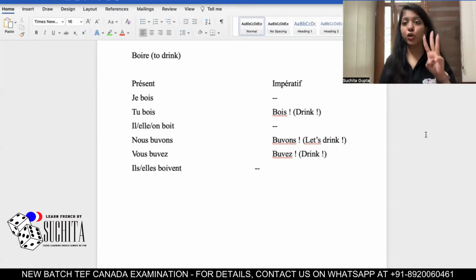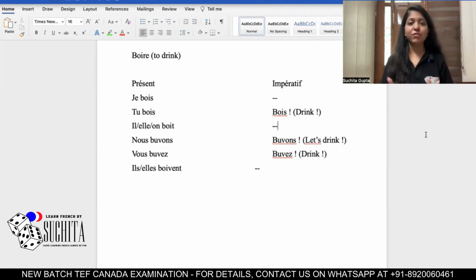Let's move on with our third verb, and the verb is boire. Boire, which means to drink. Again, that's a third group verb. In the present tense, the conjugation is je bois, tu bois, il, elle, on boit, nous buvons, vous buvez, il, elle boivent.